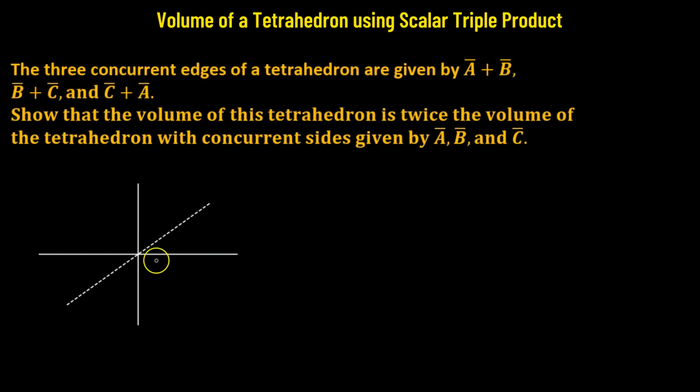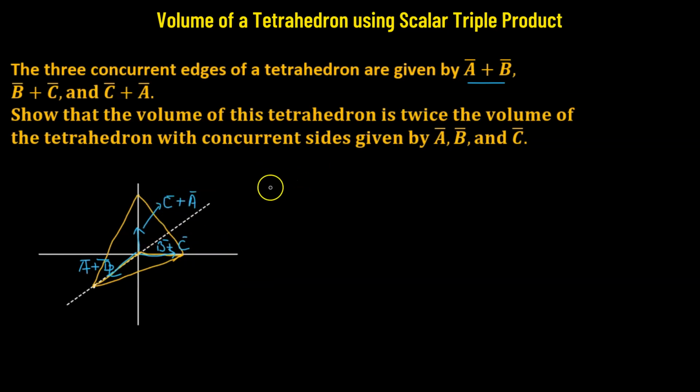Now for simplicity, we are going to consider one of the edges of the tetrahedron as coinciding with the origin of this three-dimensional Cartesian coordinate system. And so this is the tetrahedron. Let's assume that one of the concurrent sides is given by the vector a plus b, another one is given by b plus c, and the third concurrent edge is given by c plus a.